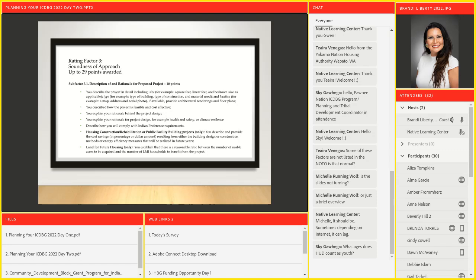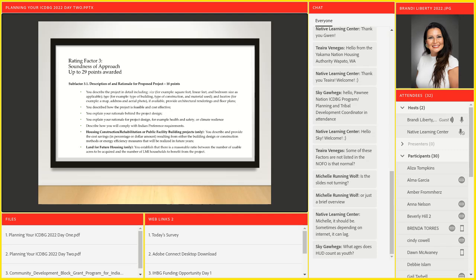So in order to do that, there are a variety of bullet points that HUD wants to ensure that you are including in this area of your work plan narrative. 1, you need to describe the project in detail, including the size of the project.